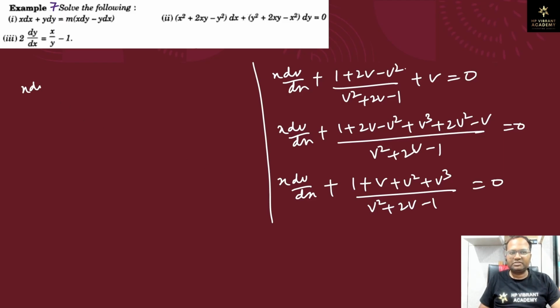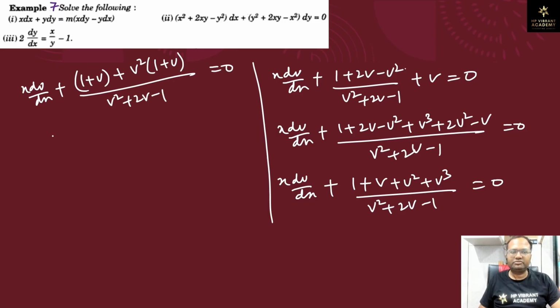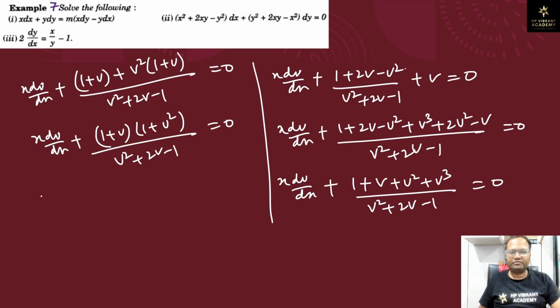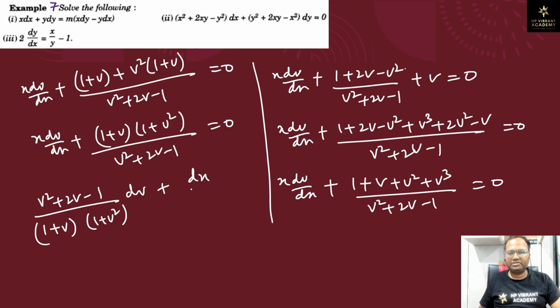So we have this as x dv upon dx plus, let us take 1 plus v as, plus, let us take v square common. So this is v square (1 plus v) upon (v square plus 2v minus 1) is equal to 0. So this is x dv upon dx plus, 1 plus v common, (1 plus v square) upon (v square plus 2v minus 1) is equal to 0. So from here, (v square plus 2v minus 1) upon (1 plus v square) dv plus dx upon x is equal to 0. Let us integrate both sides.